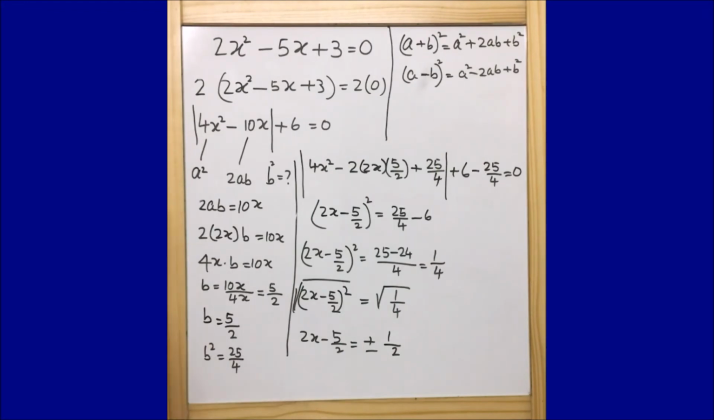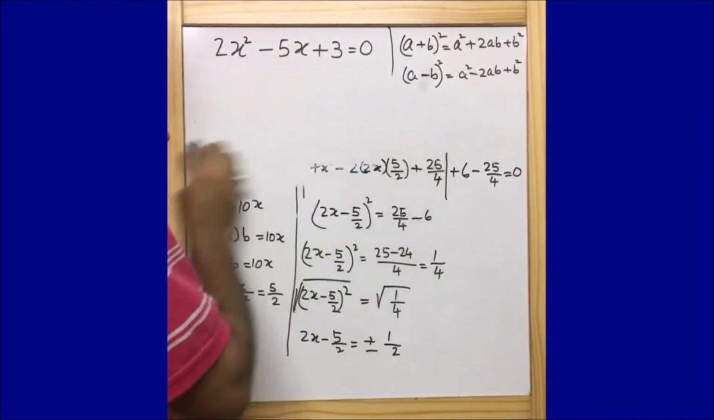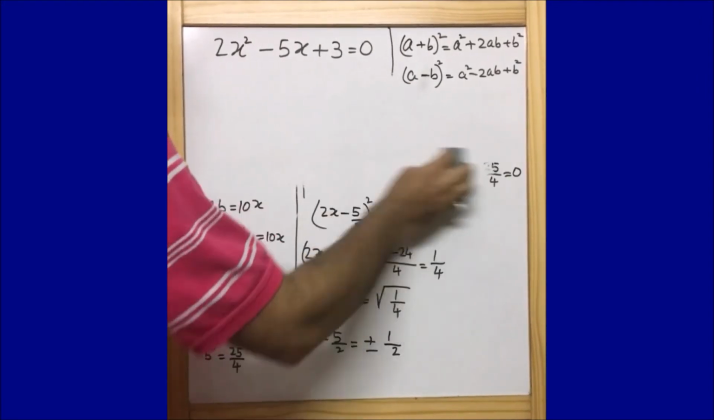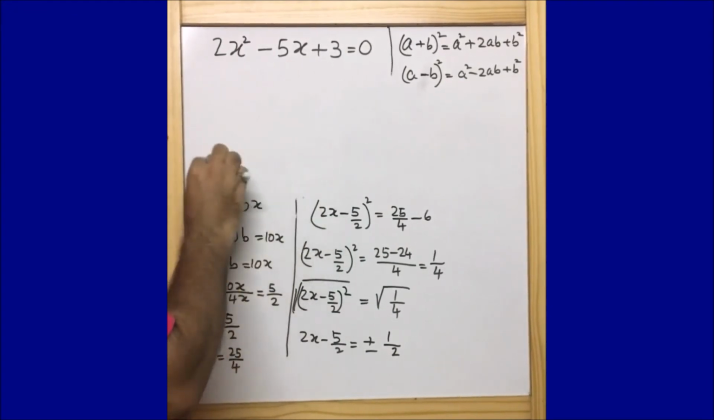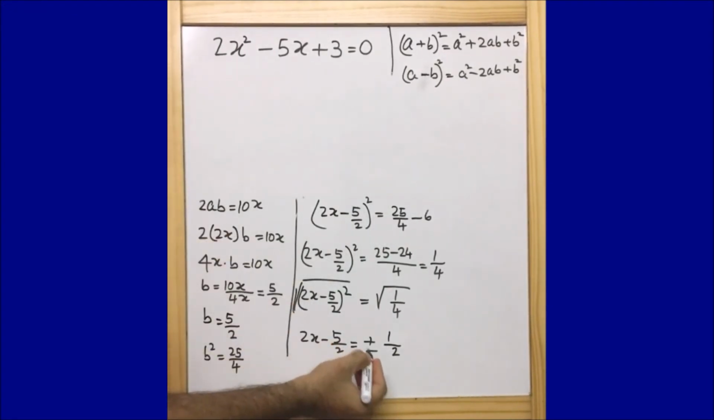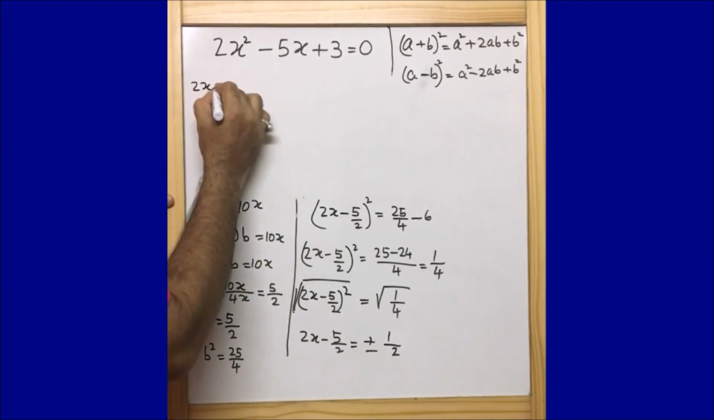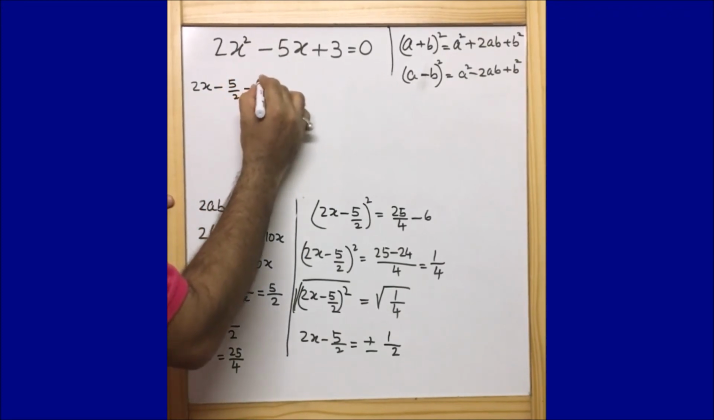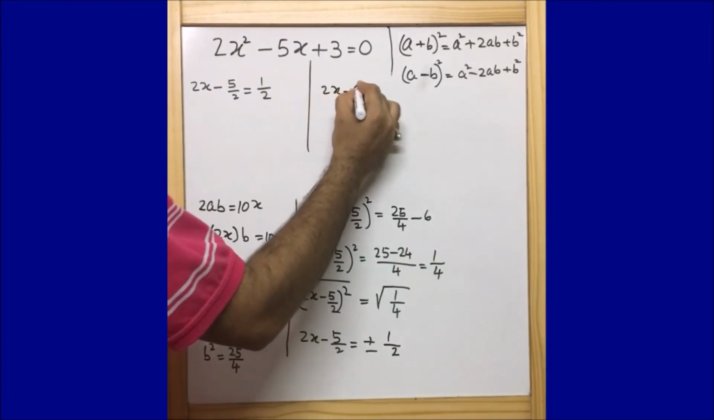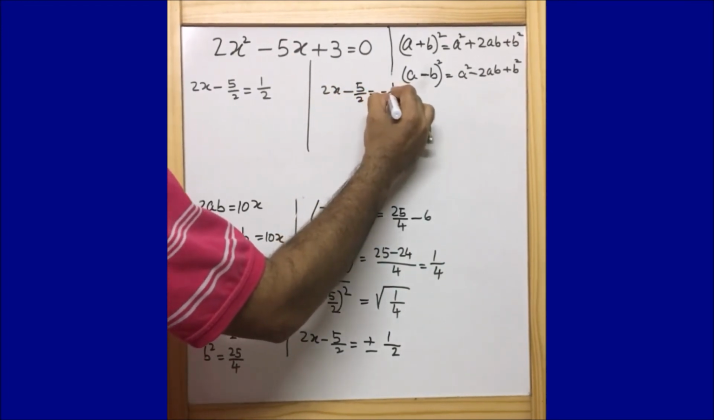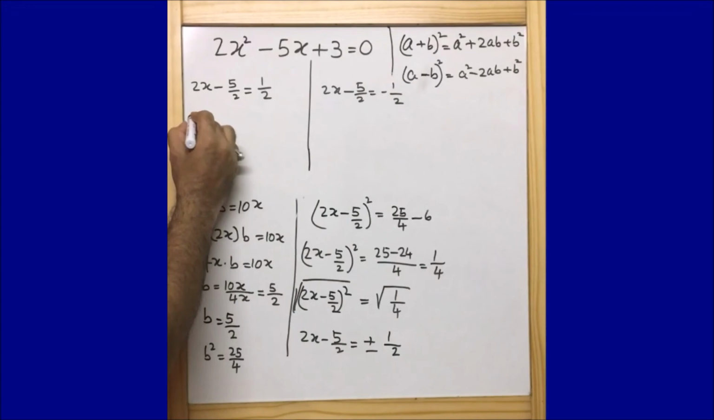Now let's see. If we find roots of a quadratic equation, we get 2 real roots. So here also we are getting 2 real roots. What are those 2 real roots? Here I can write 2x minus 5 by 2 is equal to 1 by 2, that is one, and the other one is 2x minus 5 by 2 is equal to minus 1 by 2. Now let us solve this and find the value of x.